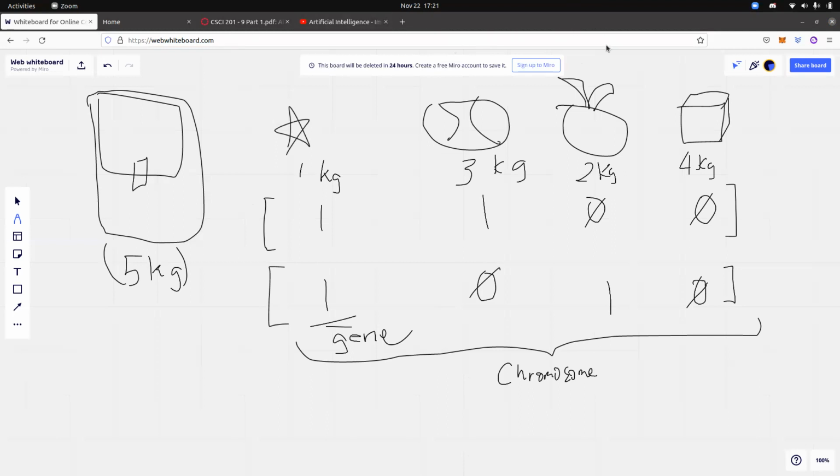Anyone? What do we want to achieve? Is it trying to fit the most number of items, sir? Okay, you could say that. What's ideal for you is that I want the maximum number of items that can fit inside the bag.